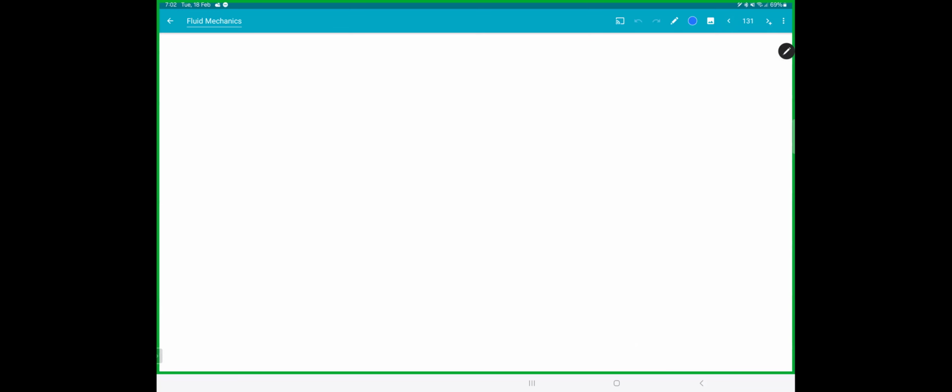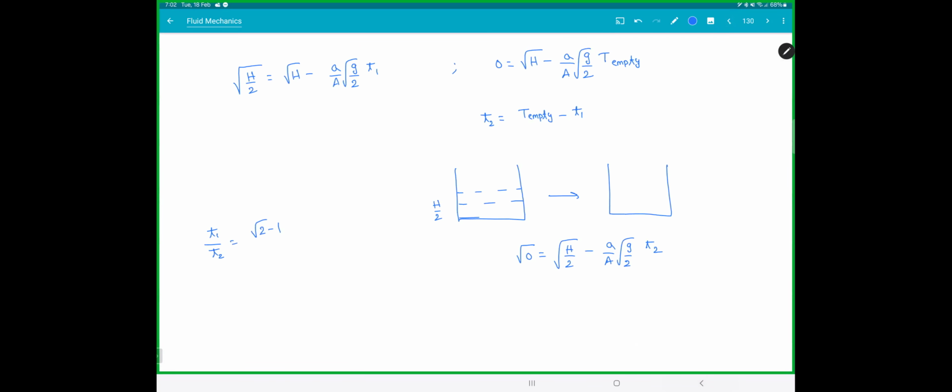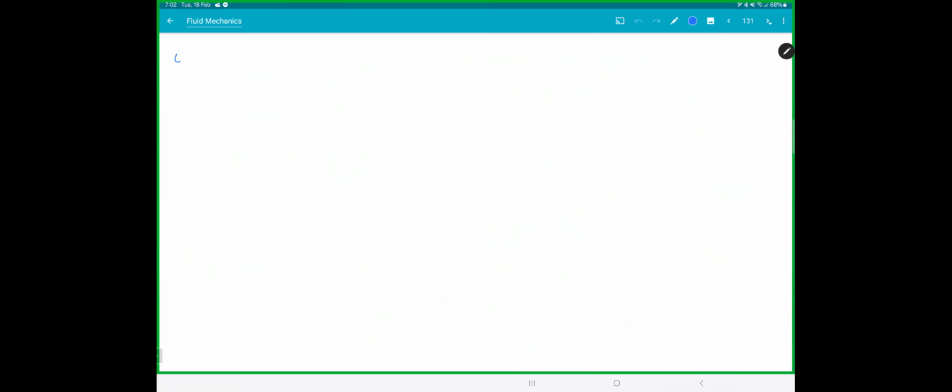Now, same question. Let's see variations of it. Suppose I ask a similar question, but with a small change. So we have the container. This is a small hole, area A. This area is A. So now we have a tap.